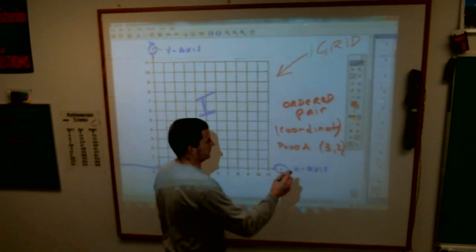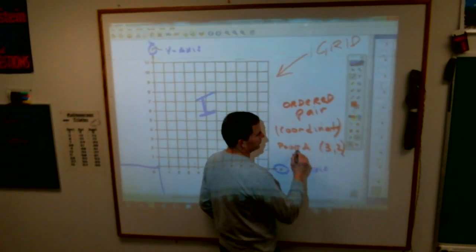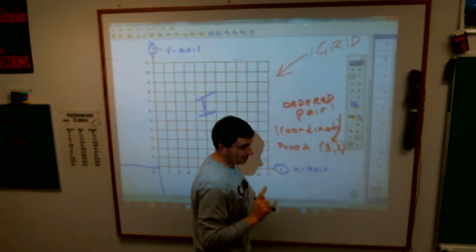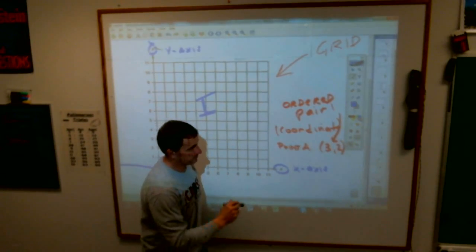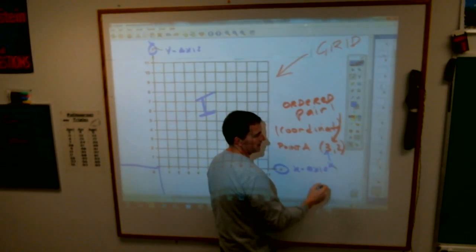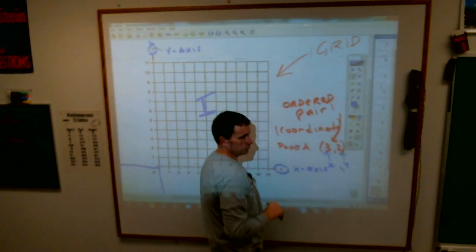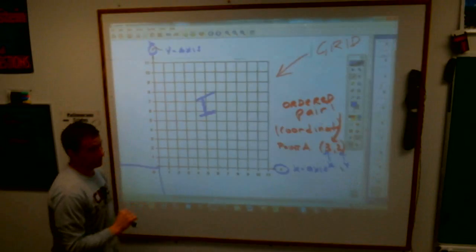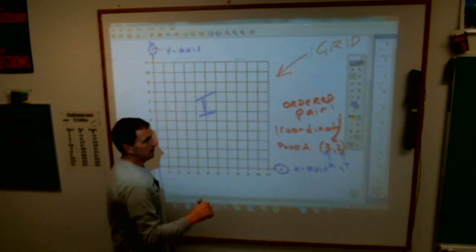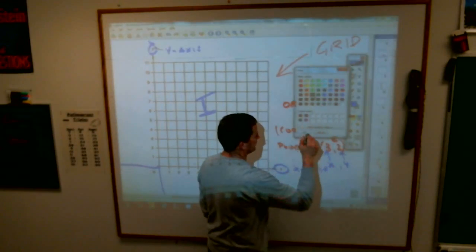Okay, so take a look here, children. This is what we call our ordered pair, right here. It's called an ordered pair because the order it's in matters. The first number given we call our X number, and the second number given is our Y number. There's a couple different ways to look at this, and you have to use the way that works for you.